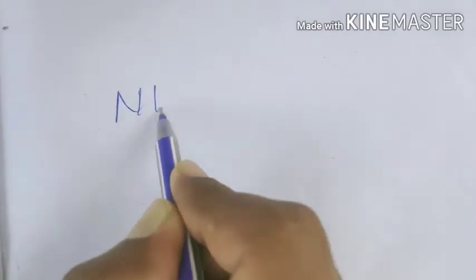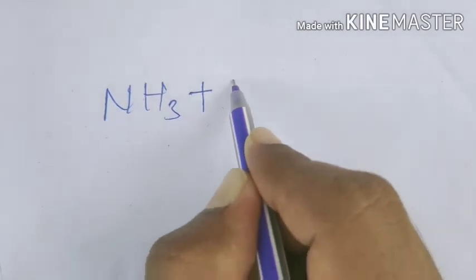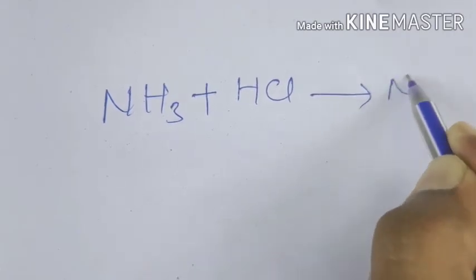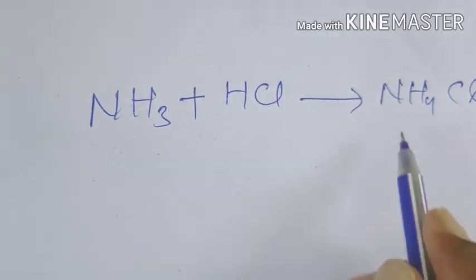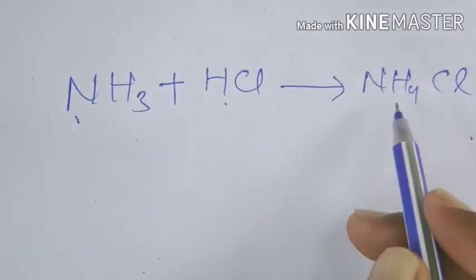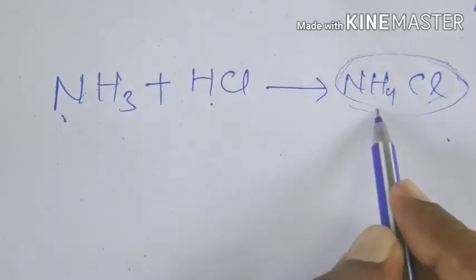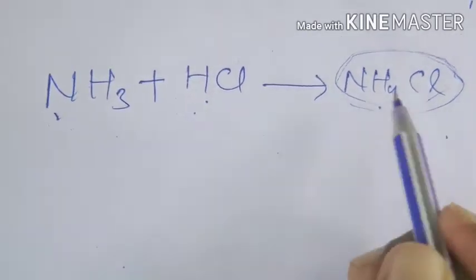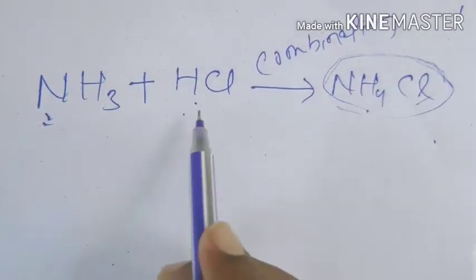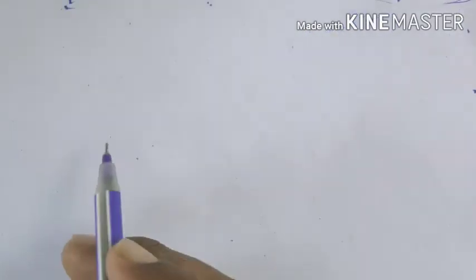Then NH3, the chemical formula of ammonia. When NH3 reacts with HCl, or hydrochloric acid, it gives NH4Cl, called ammonium chloride. In this process two reactants are involved to produce a single compound, a single product. That's why this process is called a combination reaction.